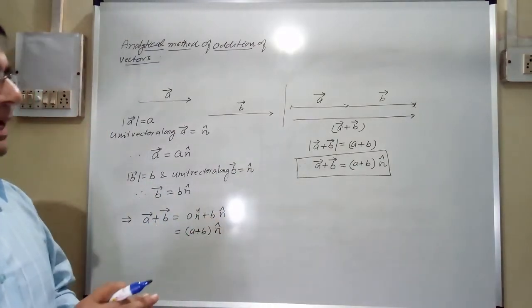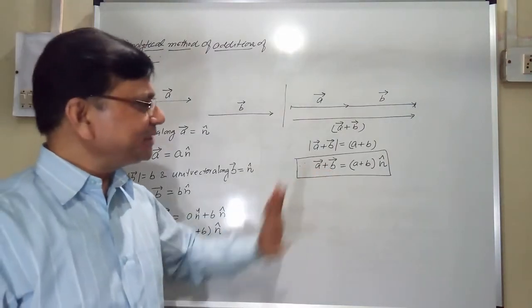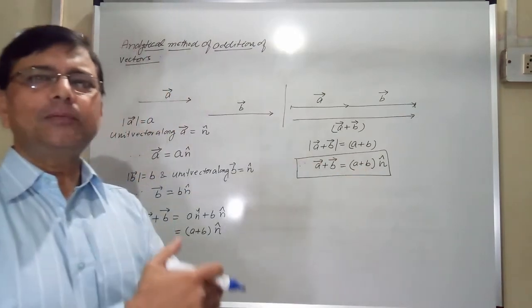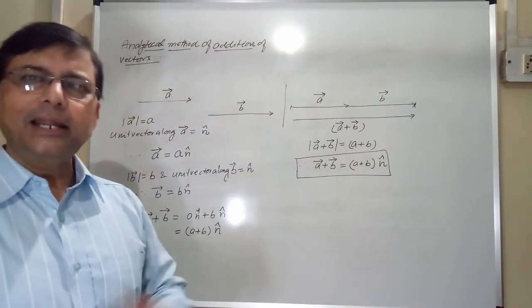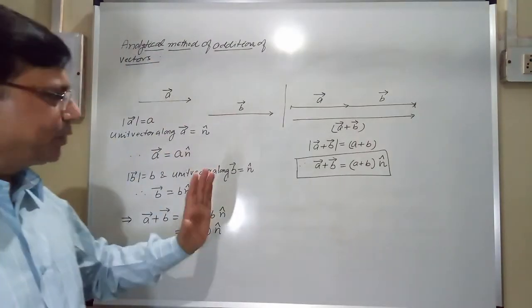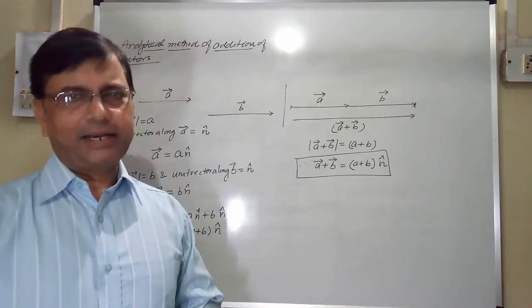Simply, the plus and minus sign gets changed. If A minus B is to be written, then there will be a minus only. Simply the magnitude will be subtracted, and accordingly the vector will get generated. Right? So this concept is clear to all of you. Then we will go for the analytical method of addition of vectors.